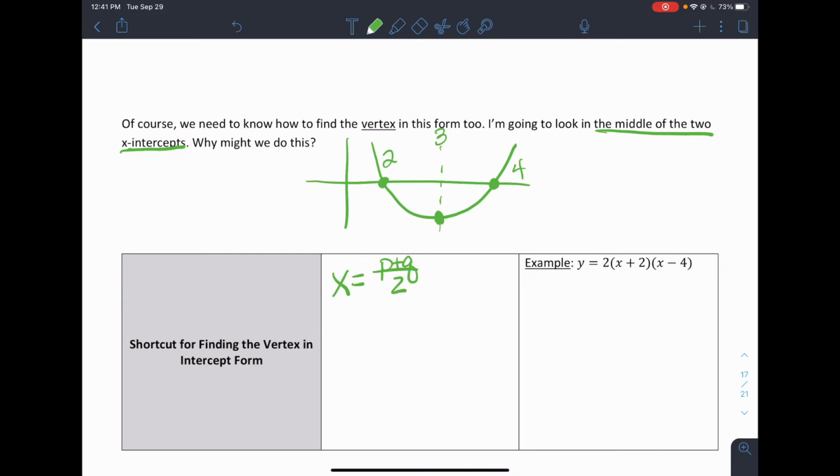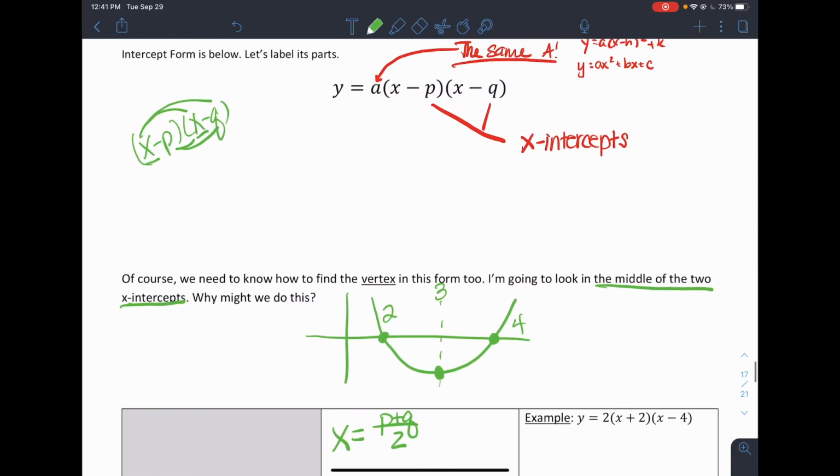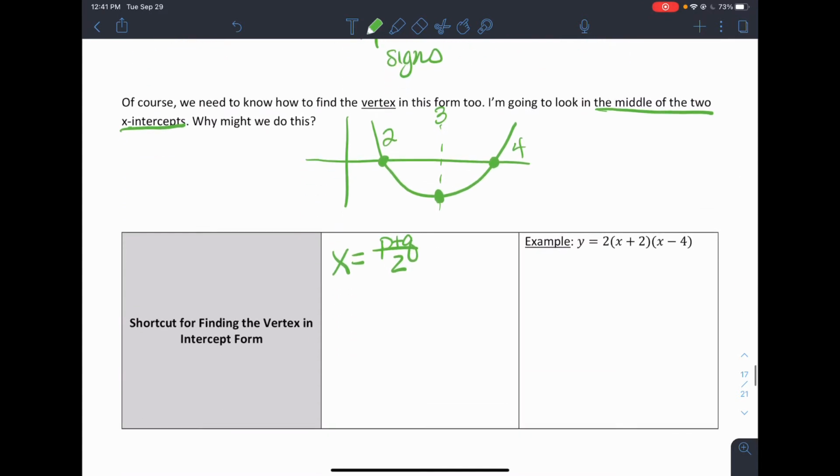One thing I would like to point out, though, remember I told you everything in parentheses is backwards because it's x minus P and x minus Q. So we want to make sure we flip the signs. Okay. Now that we have x, for y, you want to plug in x.